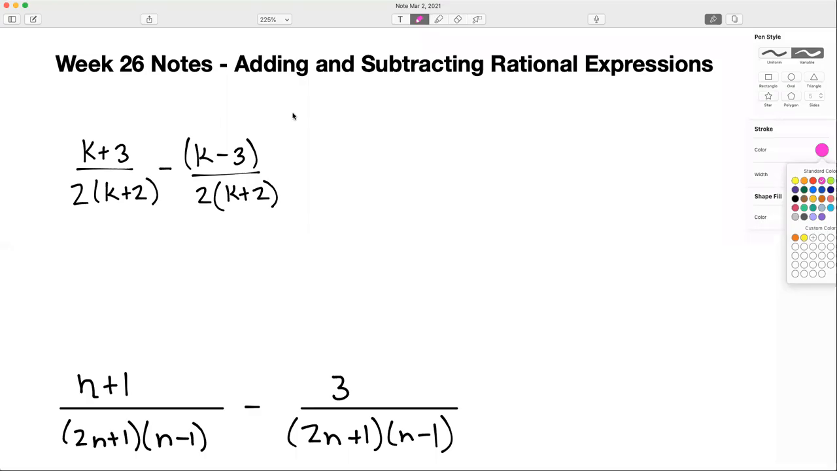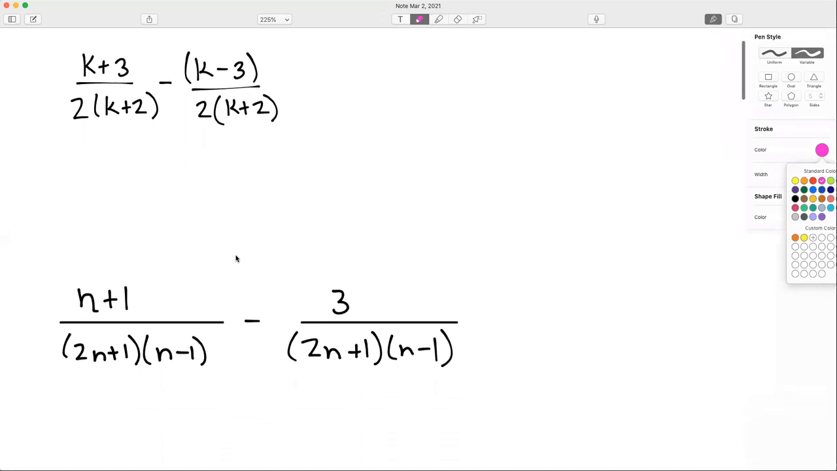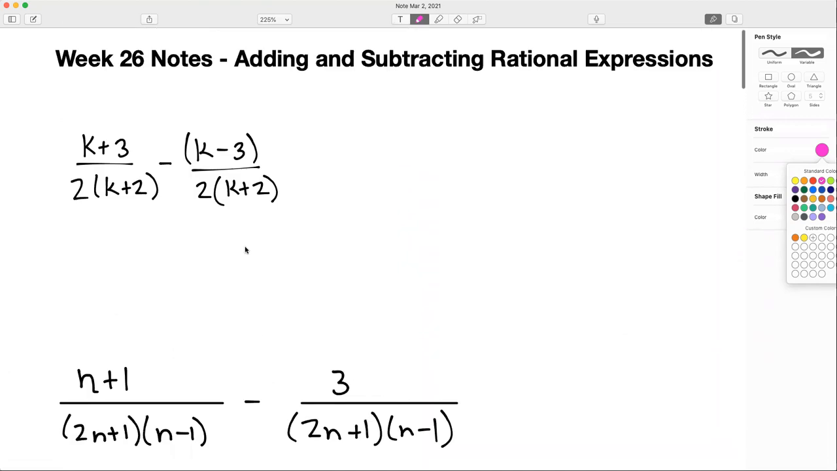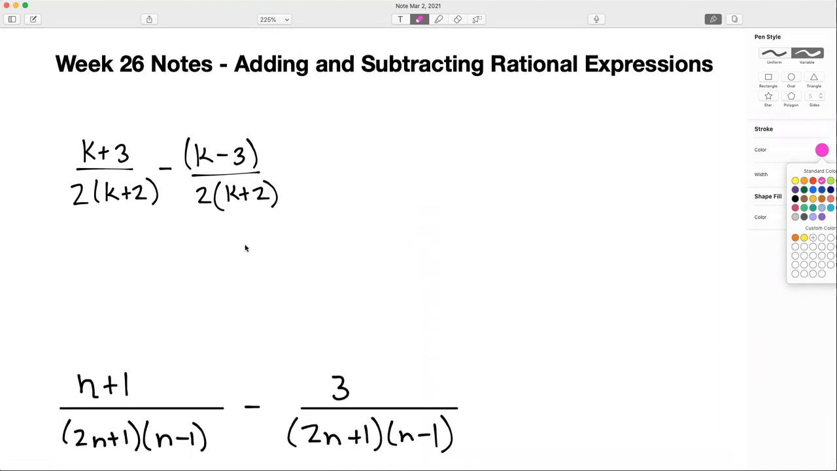In this video, we're going to add and subtract rational expressions. And as you're looking at some of these problems that I'm scrolling down through, you're probably thinking, oh my goodness, what have I gotten myself into? Well, no need to fear. It's actually very similar to the stuff that we were doing in the past when we were adding and subtracting just regular fractions. So the rule is exactly the same, okay?